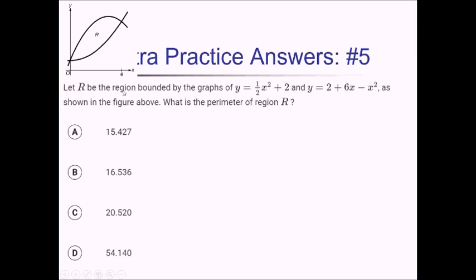For this one, we have R, the region bounded by the graphs given here, which I'm going to refer to from here on after as f of x and g of x, because I don't feel like saying all this every time. And we want to know the perimeter of the region R.